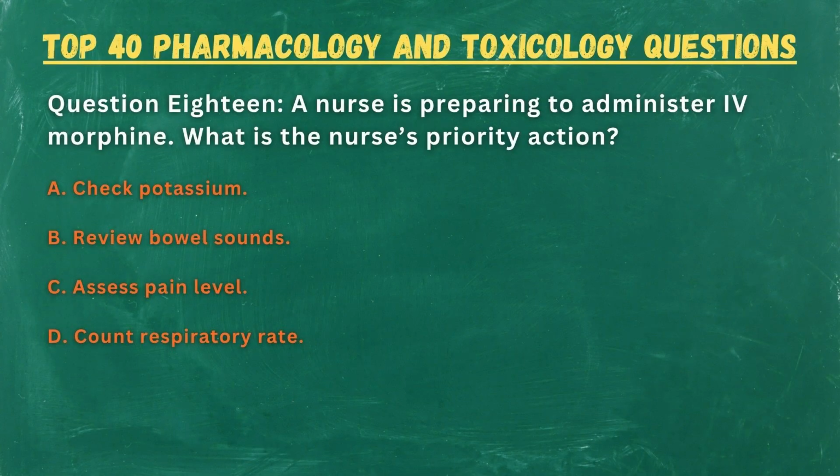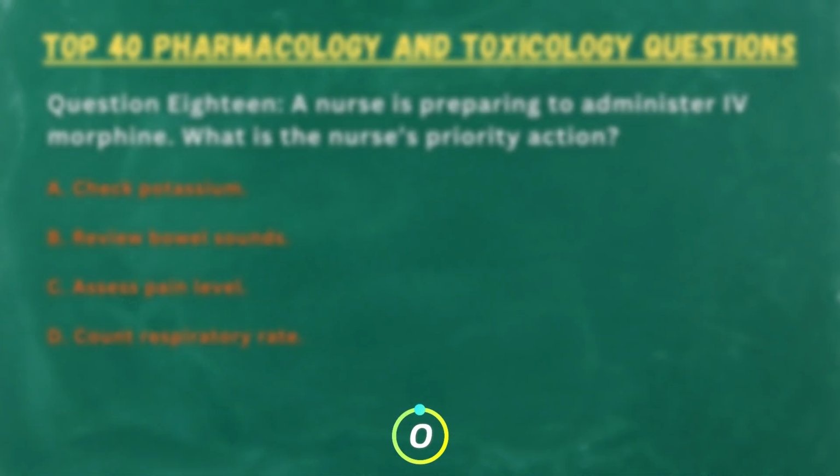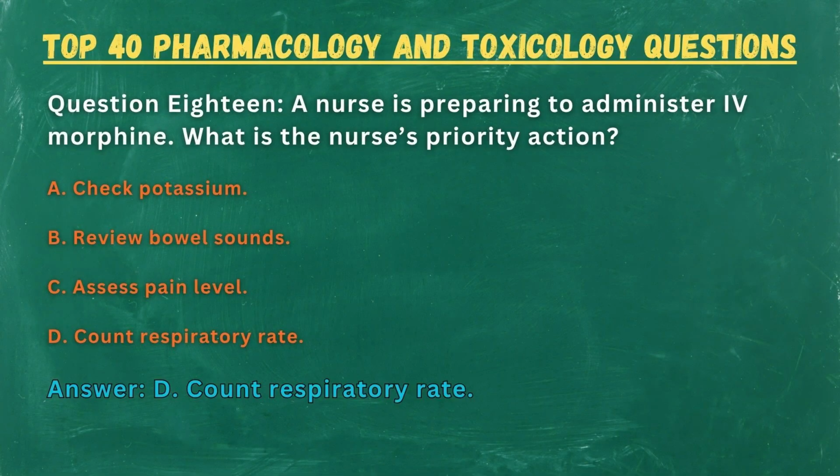Question 18. A nurse is preparing to administer IV morphine. What is the nurse's priority action? A. Check potassium. B. Review bowel sounds. C. Assess pain level. D. Count respiratory rate. Answer: D. Count respiratory rate.